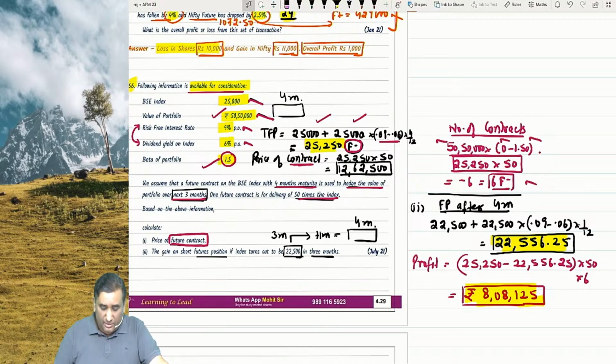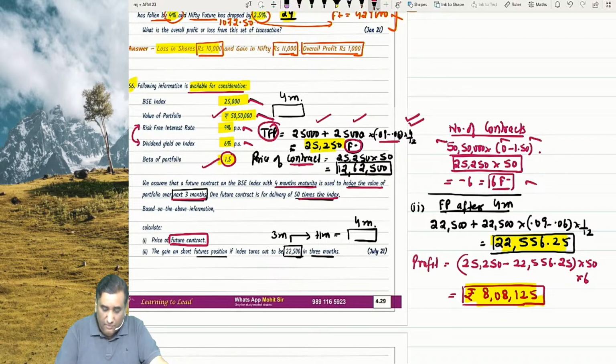Now the second part, look at please what happens. This value which you got here in the first part, TFP, how many months? 4 months. Then he says calculate the gain or loss on the short futures position. Short position, you are already short, F minus only.